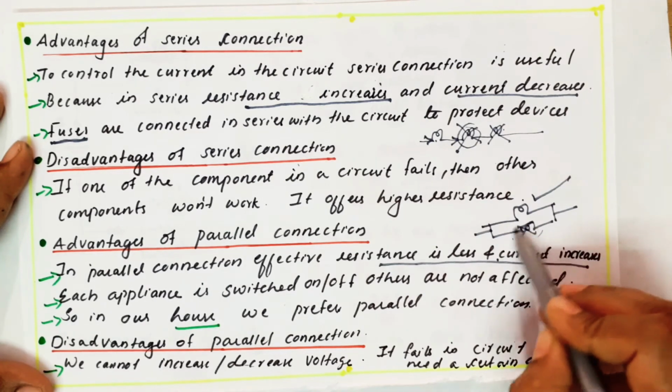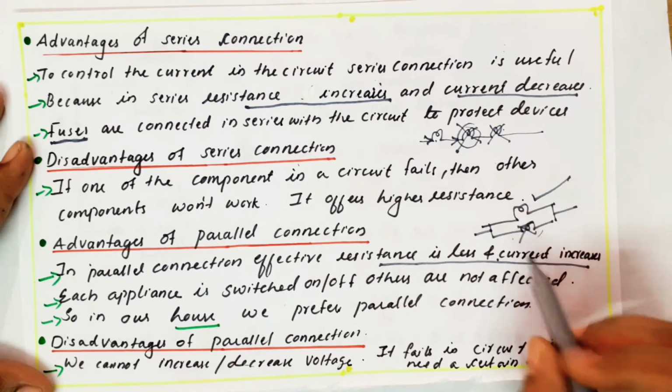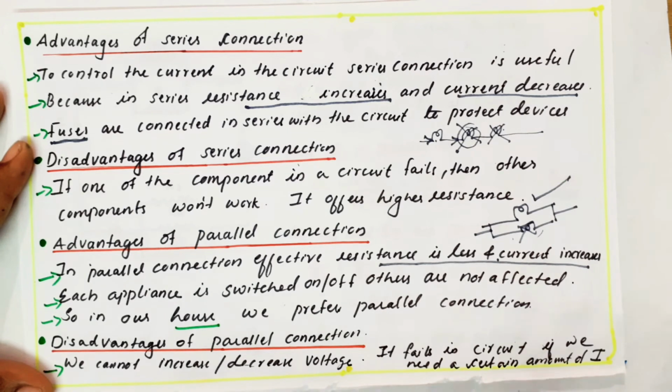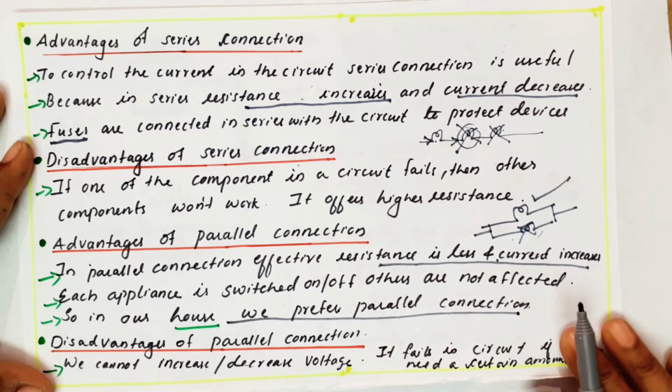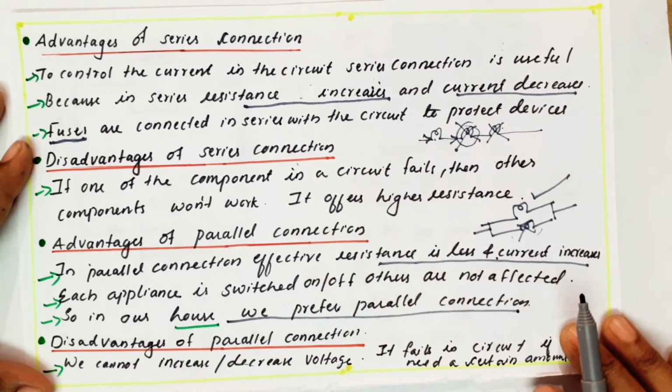Because what is the voltage of the down bulb? Same voltage will be there for the upper bulb also. Voltage remains same in a parallel connection. That is what they told: each appliance is switched on or off, the others are not affected. So that is the reason we prefer parallel connection in our household circuits. In our household circuits, we use parallel connection.